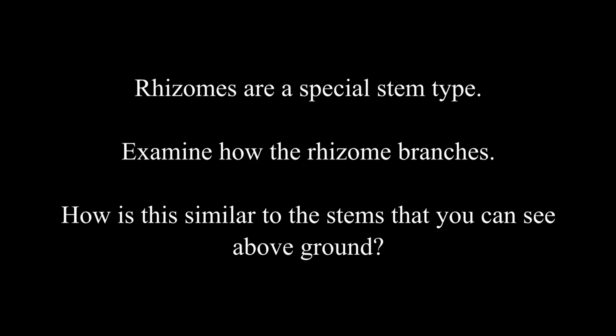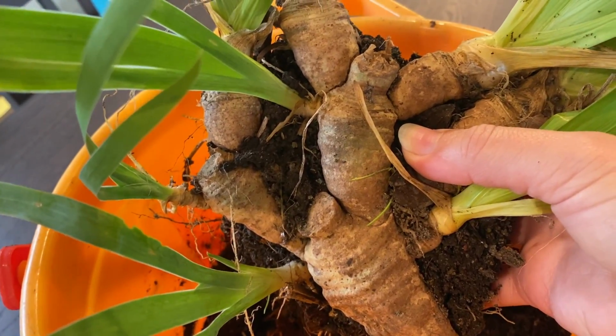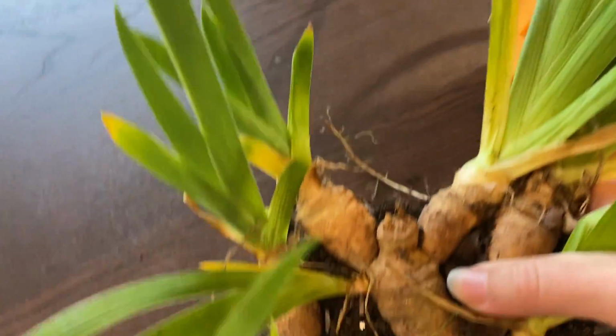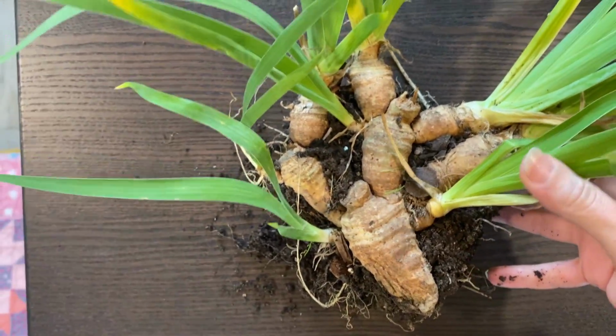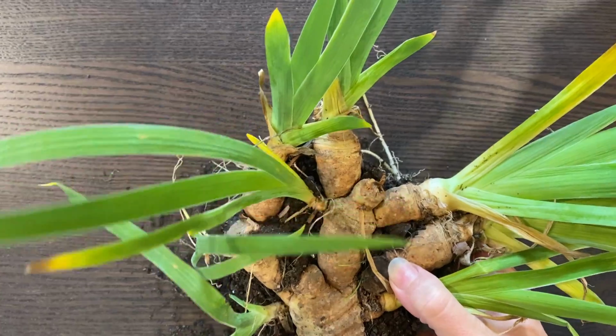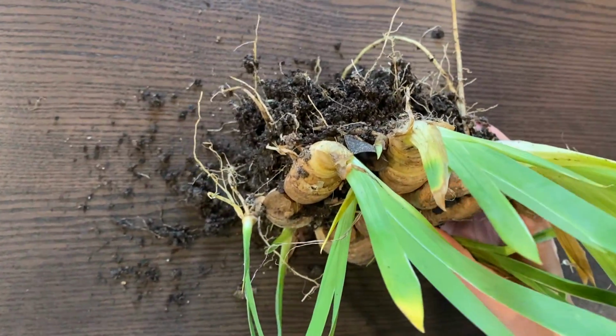Rhizomes, this is the second one, are a special stem type. Examine how the rhizome branches. How is this similar to the stems that you can see above ground? I'm actually going to show you a piece of one of my iris, and I'll hold it down like it is normally in the ground, and then I'll lift it up for you. Think about if that were just a tree or a bush or some other plant. How does that compare to the stems that are above ground versus these stems that are underground? What things are the same and what things are different?